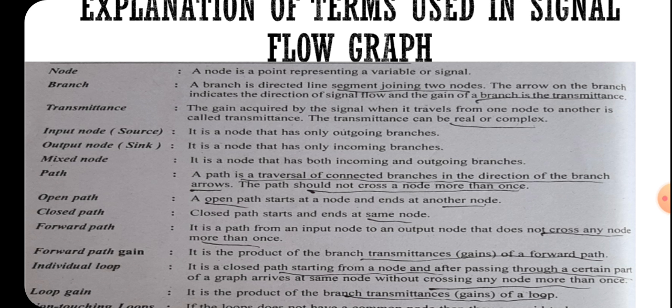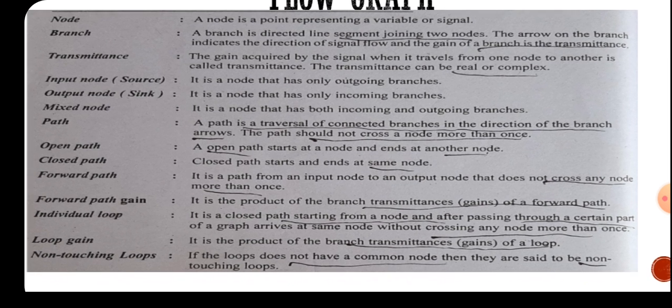Forward path. It is a path from an input node to an output node that does not cross any node more than once. That is called forward path. Forward path gain is the product of the branch transmittances of the forward path. Individual loop is a closed path starting from a node, and after passing through a certain part of the graph, it arrives at the same node without crossing any node more than once.